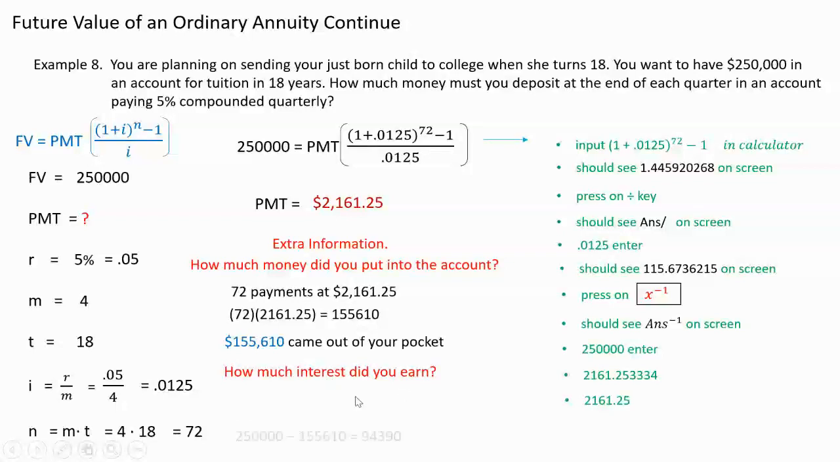How much interest did you earn? 250,000 minus $155,610. So you earn $94,390 in interest. You see, guys, that's not bad at all, because almost 100,000 came to you as interest.